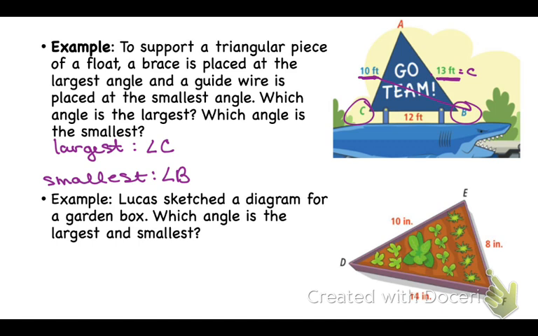So Lucas sketches a diagram for the garden box. Which angles are the largest and smallest? I want you guys to figure it out. The largest and smallest. Lyndon, can you please just do it and no commentary?